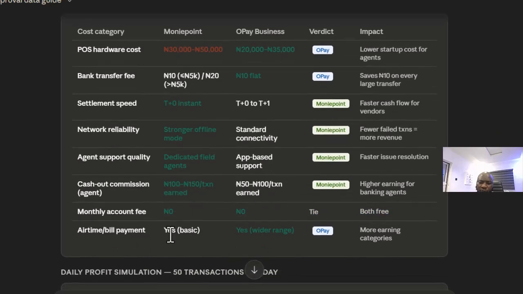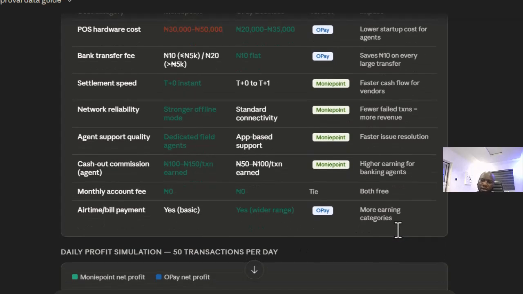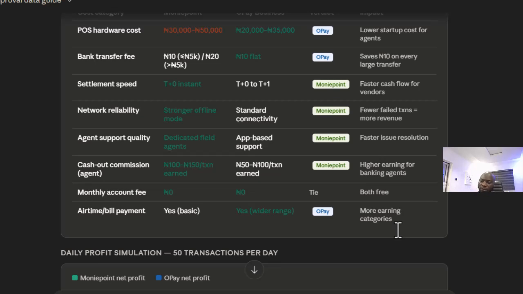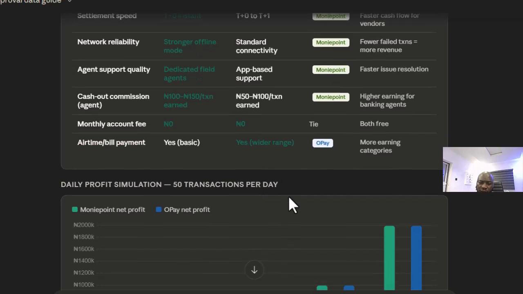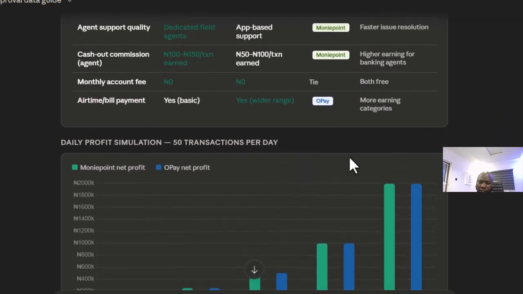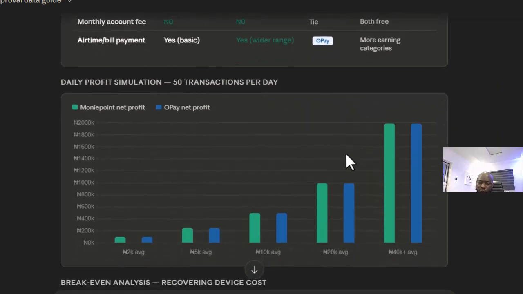So airtime and bill payment, yes, basically, I think both platforms offer that, but more earning categories, because if you buy airtime on OPay or you pay bills, they are going to give you some discounts, right? So that is why OPay won on this. So daily profits simulation, 50 transactions per day. So these are the amounts that you are likely to earn from both platforms.